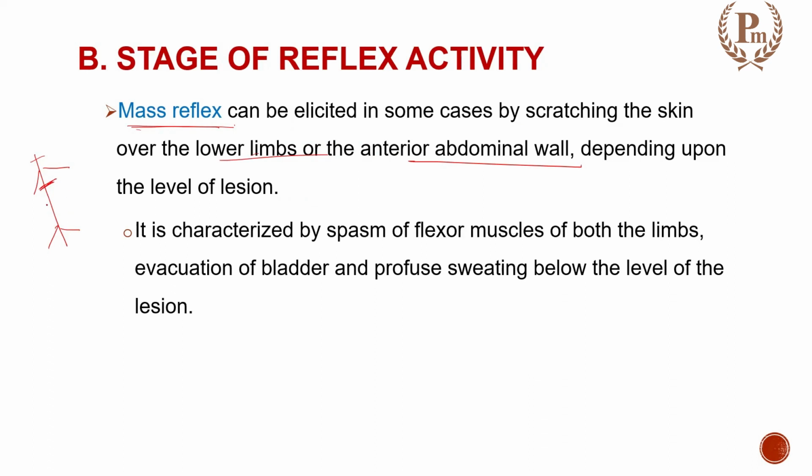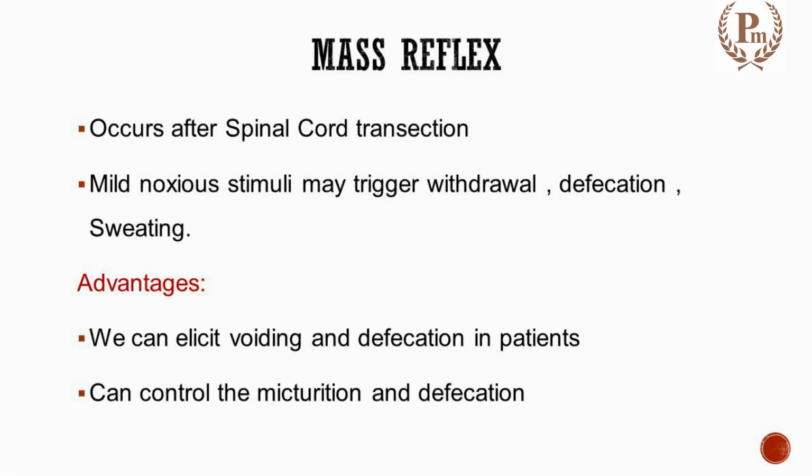If I scratch the abdominal part, or the skin area of the lower extremity, there will be a series of reflexes. It will be characterized by a series of reflexes. What are those? First, there will be spasm of the flexor muscles of both the limbs. Second, there may be evacuation of the bladder, so the person micturates, and third, profuse sweating below the level of lesion. Since it is very important from the point of view of examination for UGs, let us try again.